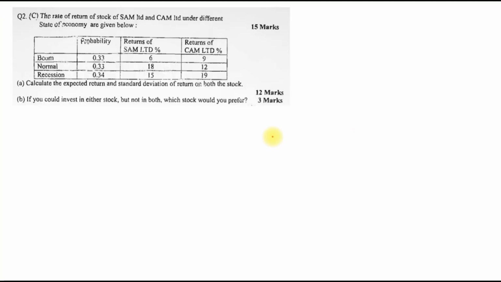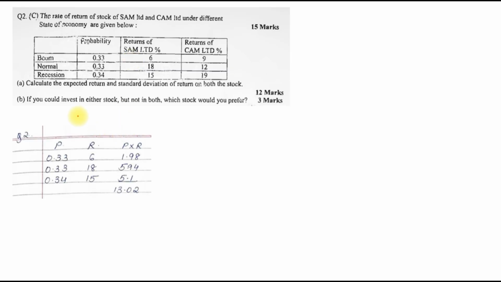Okay, the very first question that was asked in the paper was: the rates of return of stocks SAM and CAM Limited have been given under different scenarios, and they are asking you to find the expected return and standard deviation, and if you could select one of them, which stock would you invest in? Again, simple. We have to first take SAM Limited. We'll take the probability and return and try to find the expected return and then the standard deviation. So the first one will be for SAM Limited.